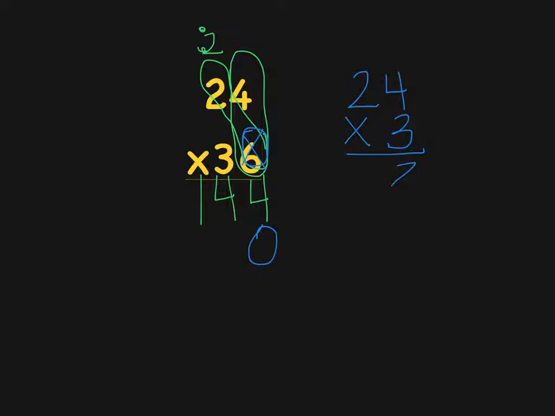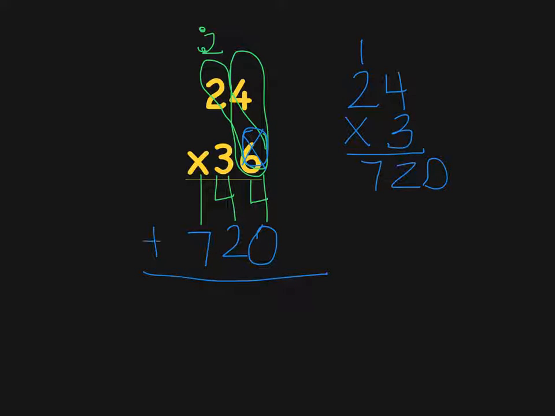4 times 3 is 12. Carry my 1. 2 times 3 is 6. Plus 1 is 7. So I'm looking at 72. But if I had had that 0 there, I would have had 30 times 24, which, if I suck off my 0 and put it back on, would have been 720, which means right here, I'm going to place 720. But oh, look, my 0 is already there. So I'm going to put in my 2 and my 7.